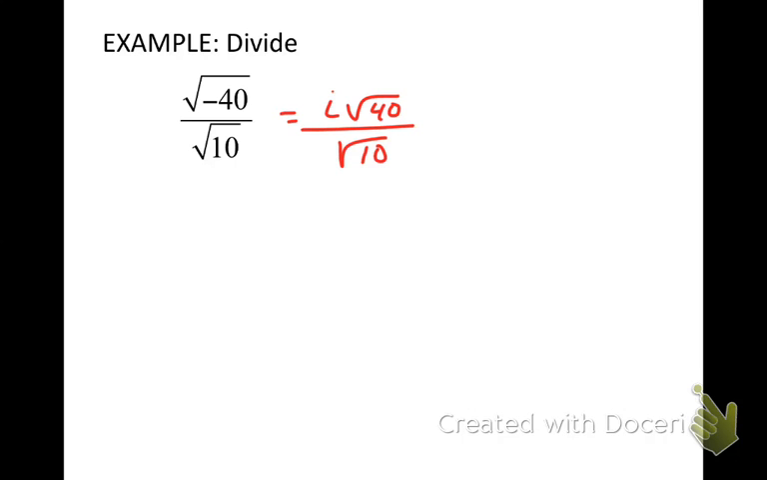And the only reason why I'm not simplifying right away is because in my mind I see that 40 divided by 10 does divide nicely. If that wasn't the case, then I would just start simplifying my radicals. So 40 divided by 10 is 4. So we get i square root 4, which is 2i. Good. So there you do not have your i's canceling out.